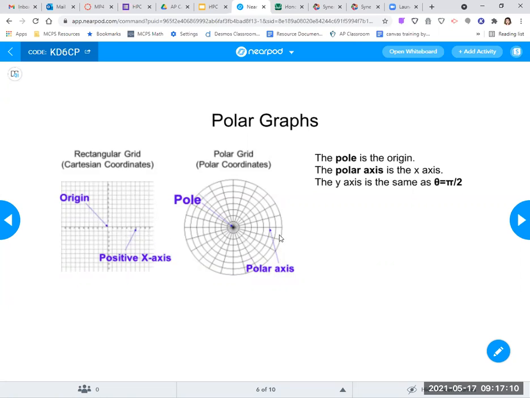So sometimes we will look at a polar curve and say, oh, that curve is symmetrical to the line theta equals pi over 2, or symmetrical to the polar axis. The polar axis is basically the positive x-axis, and then the y-axis is theta equals pi over 2.